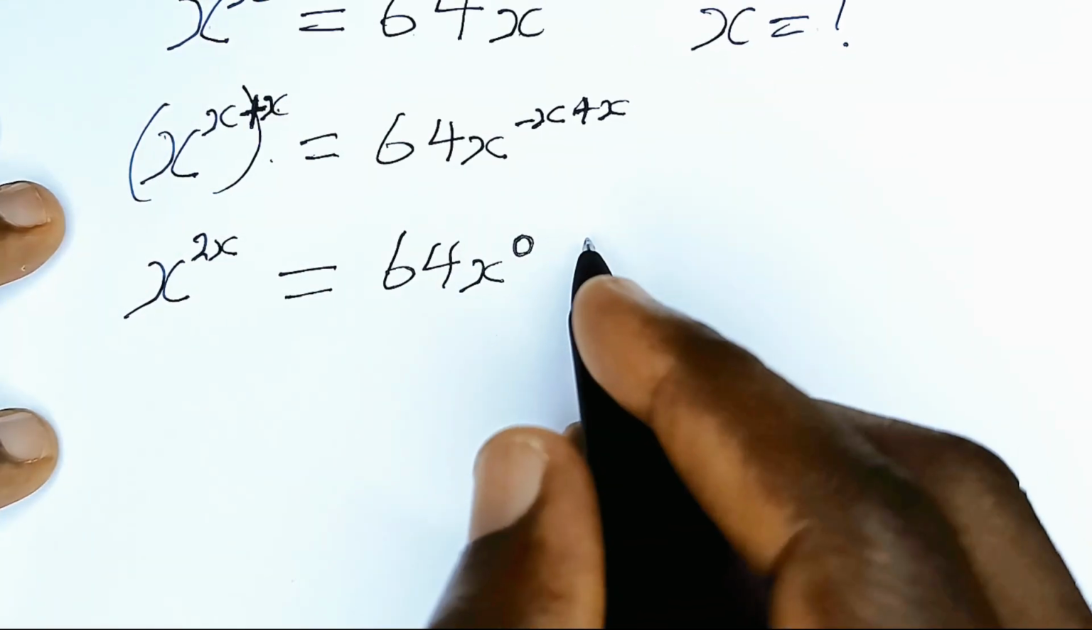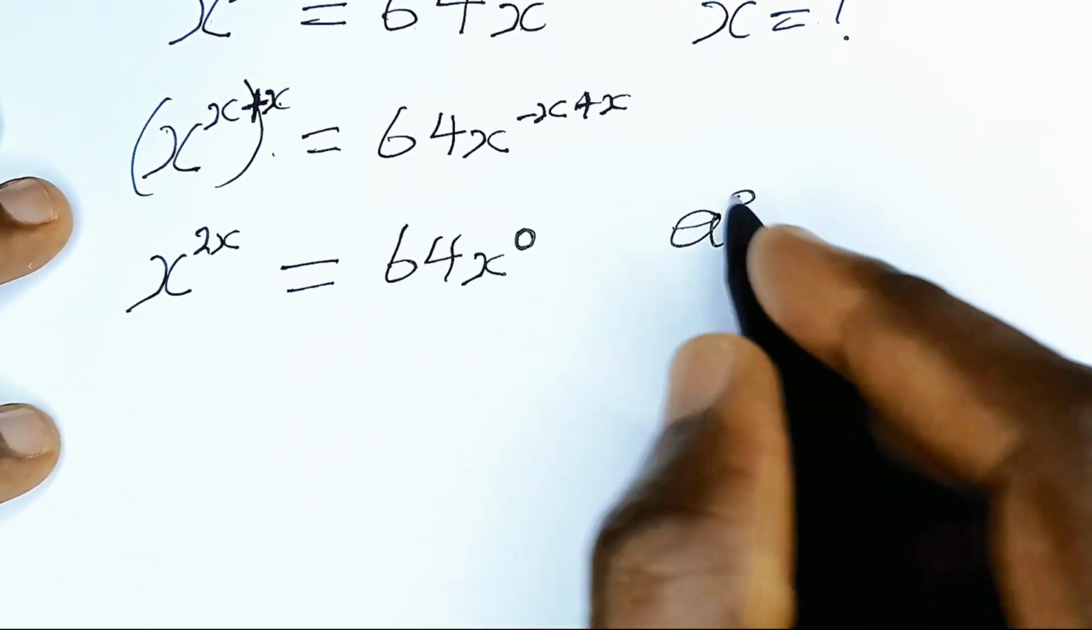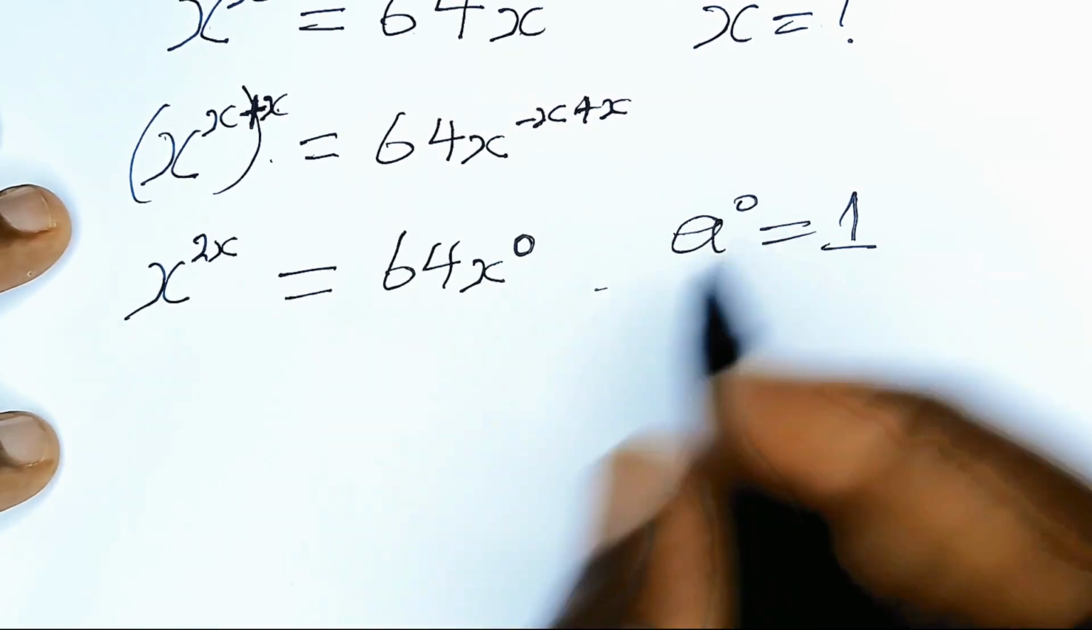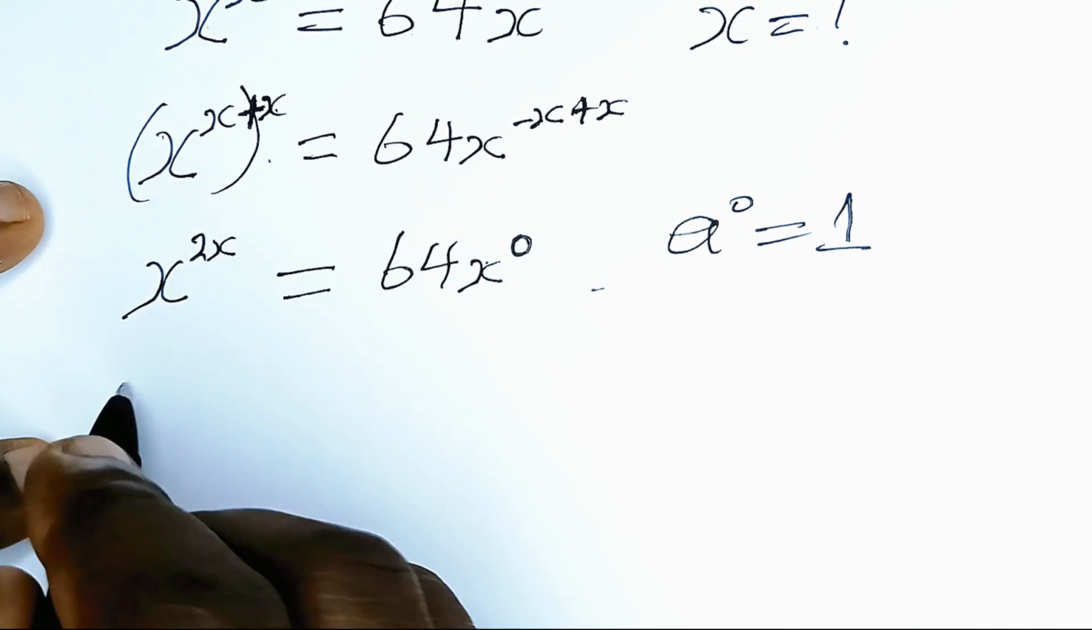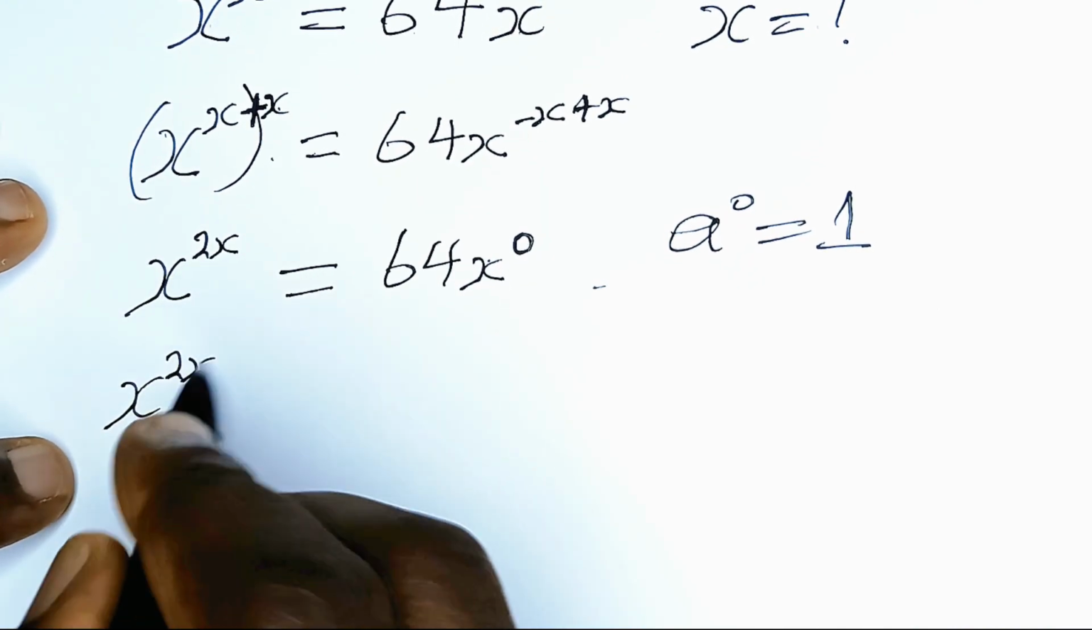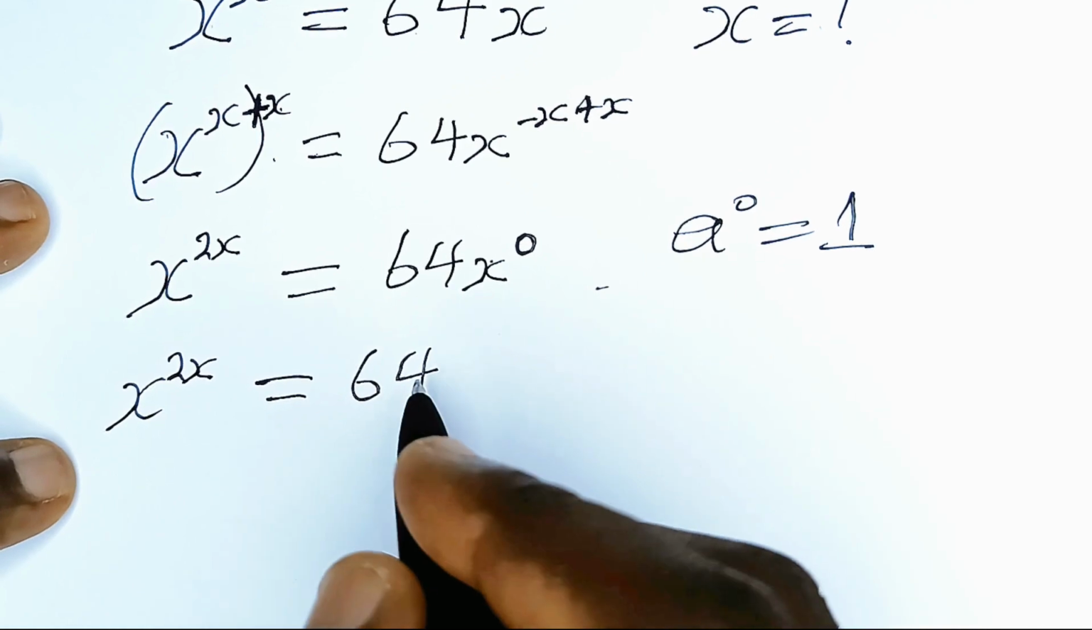And mind you, anything raised to the power of 0 is 1. Recall, a raised to the power of 0 is 1. So this will later be 1, which means we have x raised to the power of 2x is equal to 64.